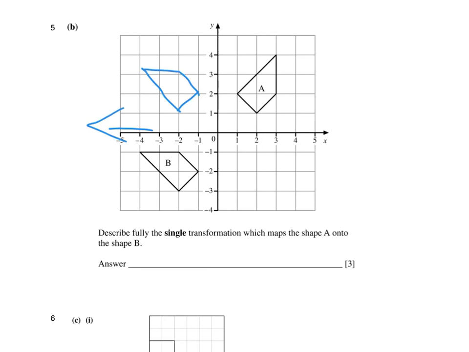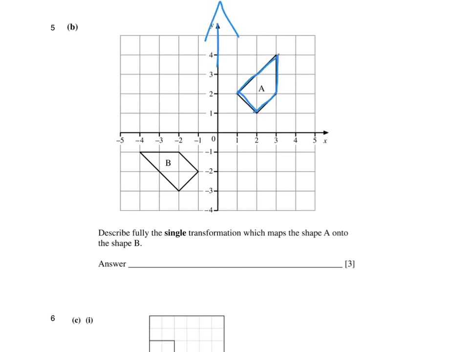So marks wise, we know it's a rotation. We've got one mark. We've now worked out that it's a 90-degree anti-clockwise rotation or a 270-degree clockwise rotation. So that's your second mark. We need the centre of rotation. Now I've done that using 0, 0, so clearly that was not the right centre of rotation.